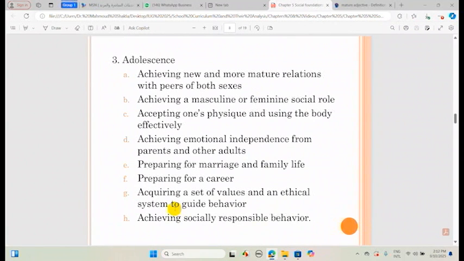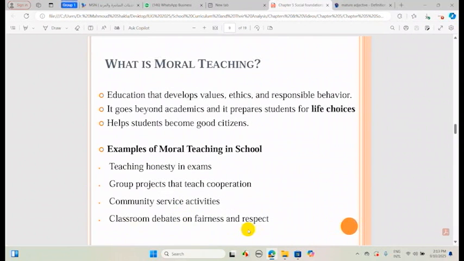Adolescence, at secondary level, or in some countries, preparatory with secondary: achieving new and more mature relations with peers of both sexes, achieving a masculine or feminine social role, accepting one's physique and using the body effectively, achieving emotional independence from parents and other adults. So in this phase, students start thinking how can they become independent? How can they depend on themselves? No need to depend totally on their parents or community. What is moral teaching?